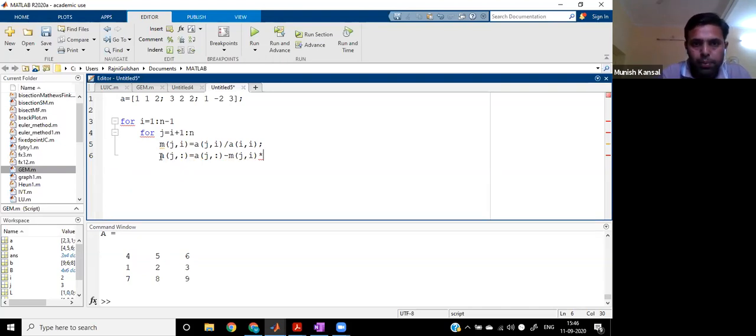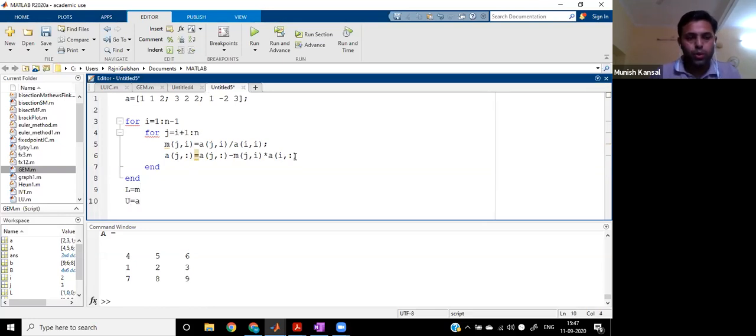Now multiply with what? With which row do you multiply the multiplier? Always with the pivot row, right? So what is the pivot row? The pivot row is your ith one, okay? So for the entire row, what will you write? AI, colon, right? So the first command written in line 5 is for multipliers. The second command is for row operations, right? So now let me end both loops and I will write L is equal to M, and what is my U? U is equal to A.